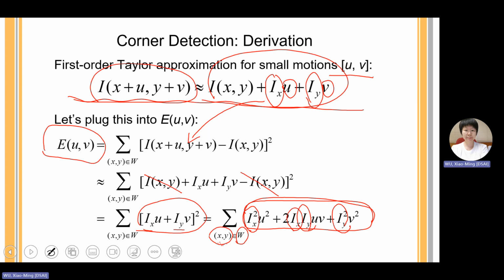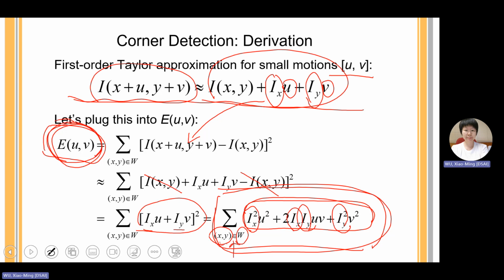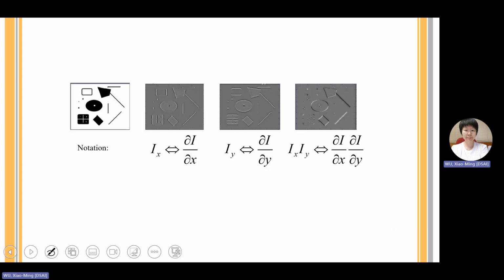Okay, so now you can see these changes. This change function can be fully described by what? It can be fully described by the image derivatives within this window. That's how we quantify the changes. We're not done yet.